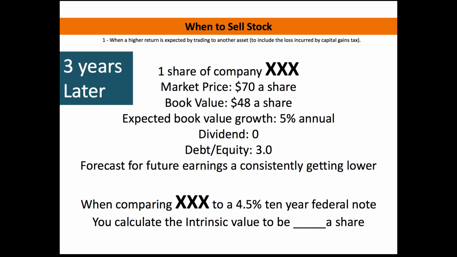And when we look at the 10-year federal note, let's just assume that the 10-year federal note is now 4.5%. Now, if you remember before, it was 3%, but now it's 4.5%. So that's going to put a different intrinsic value on this company, especially because our market price is different and all those different variables. Okay, so let's go back to our intrinsic value calculator and let's figure out what this thing's worth with all the new variables.